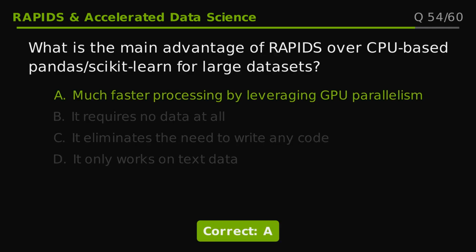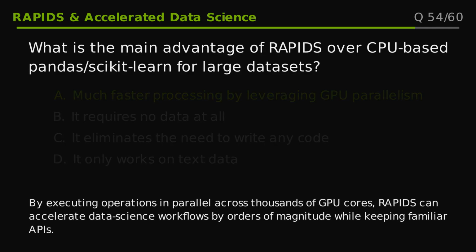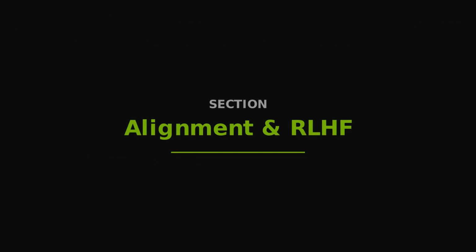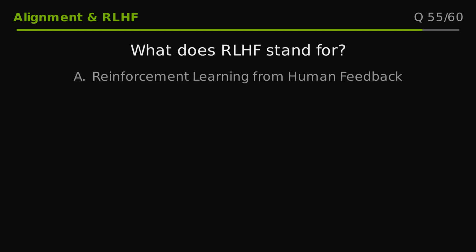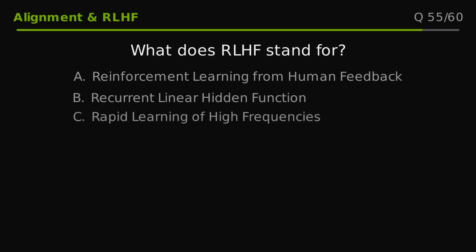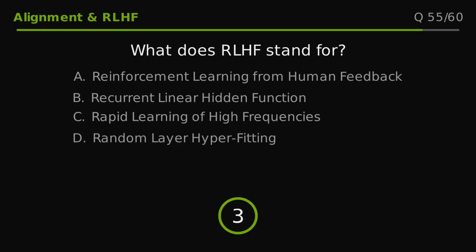The correct answer is A. By executing operations in parallel across thousands of GPU cores, RAPIDS can accelerate data science workflows by orders of magnitude while keeping familiar Python APIs. Next section, alignment and RLHF. Question 55. What does RLHF stand for? Option A. Reinforcement learning from human feedback. Option B. Recurrent linear fade-in function. Option C. Rapid tuning of five frequencies. Option D. Random layer hyperfitting.